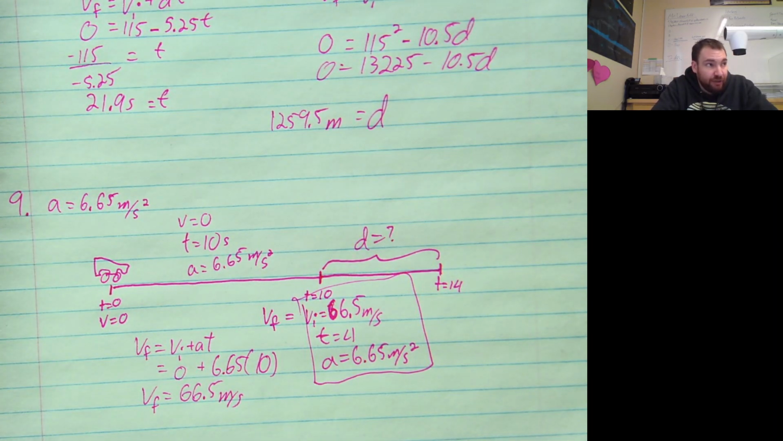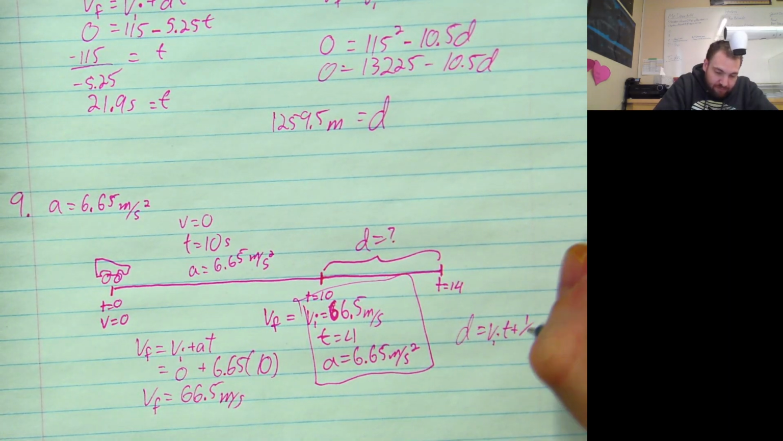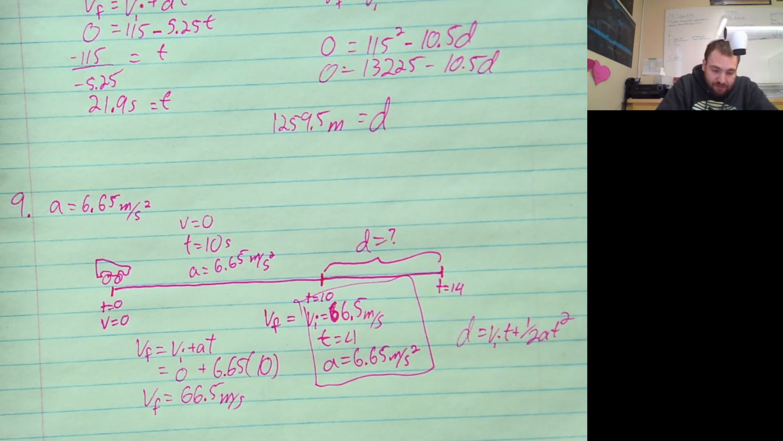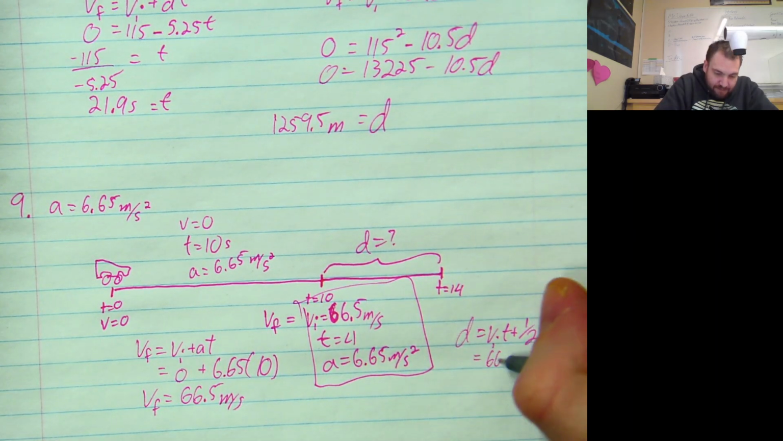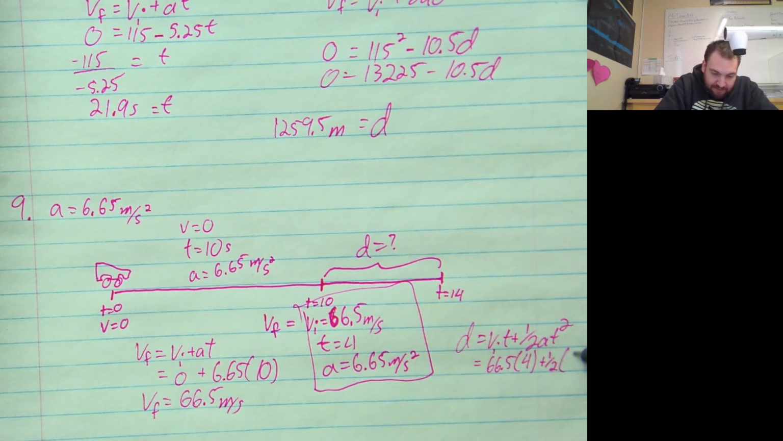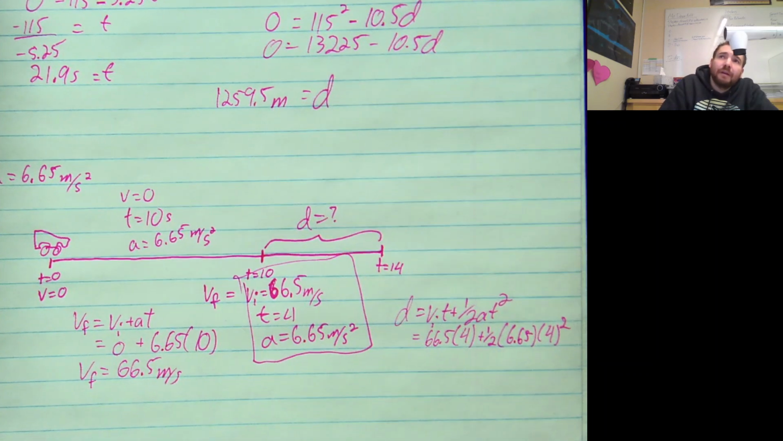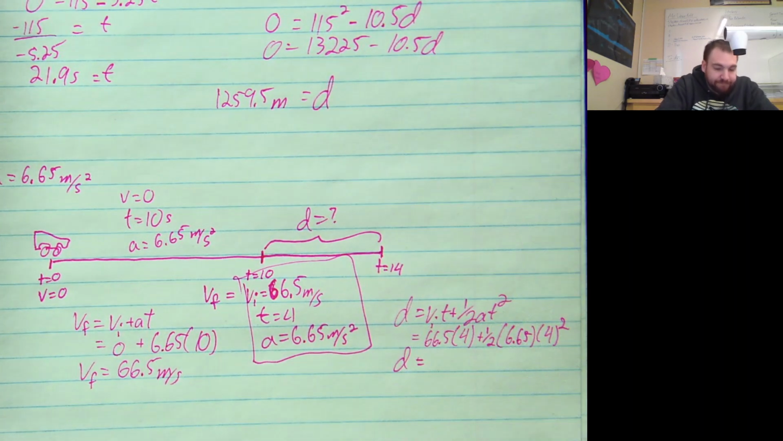So which equation am I going to use? That relates VI, T, A and D. You betcha. VI is 66.5, T is 4, plus 1/2 times 6.65 times 4 squared. If you run that, what do you get?